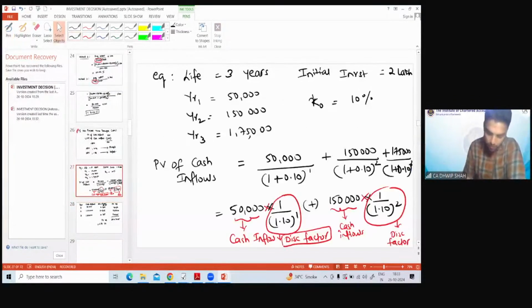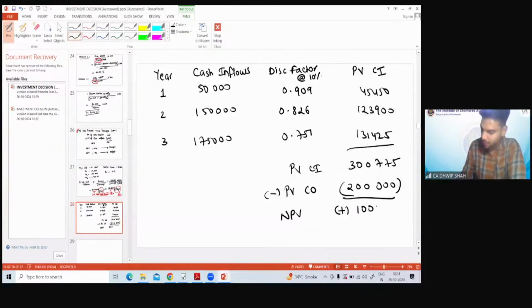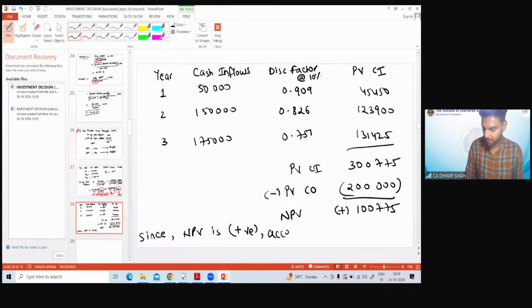My cash outflow in the present case is 2 lakh rupees. Is 2 lakh. So my net present value comes to positive 100,775. And since NPV is positive, we should accept the project. Since NPV is positive, accept the project.